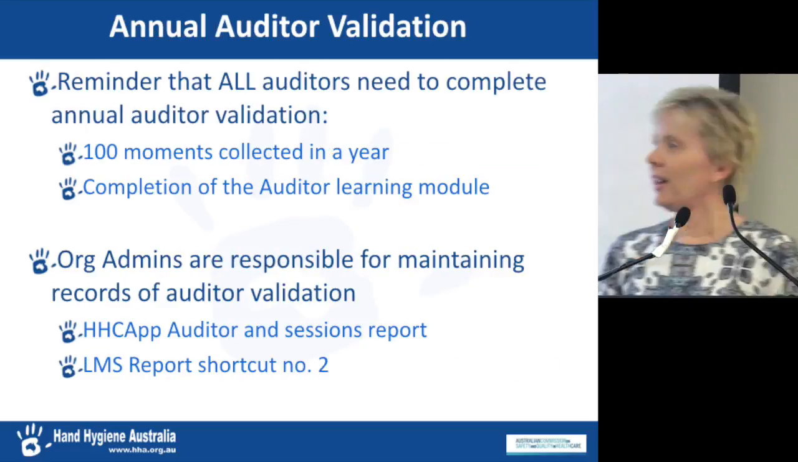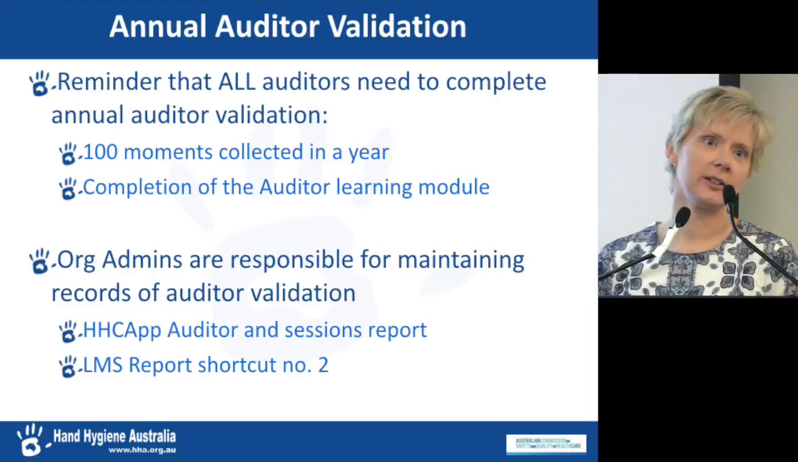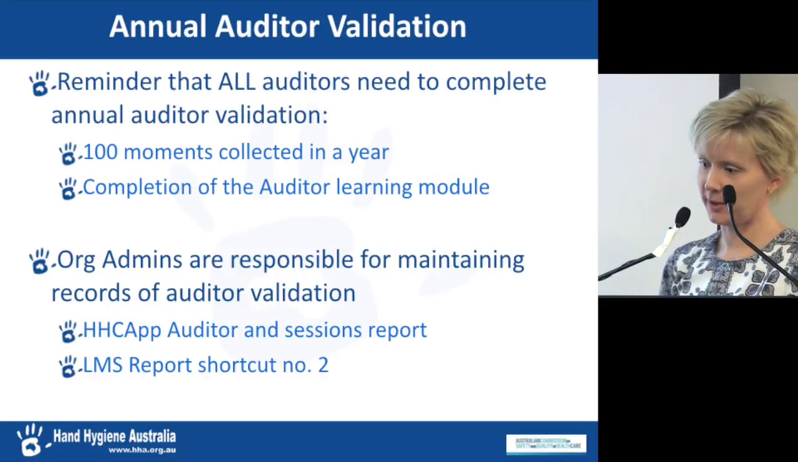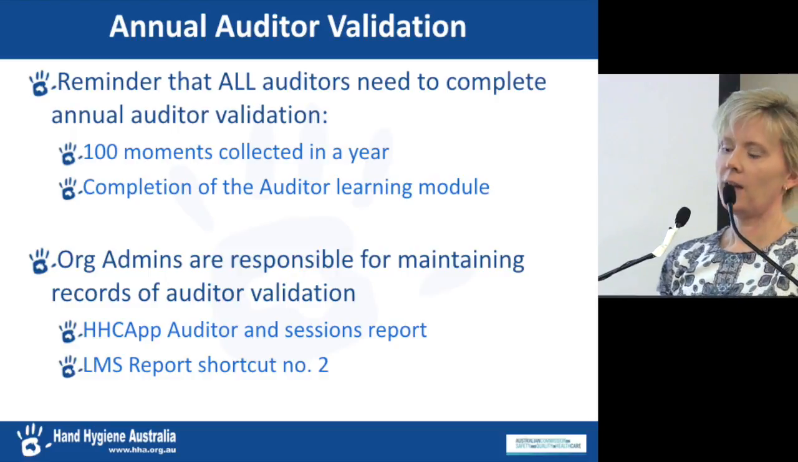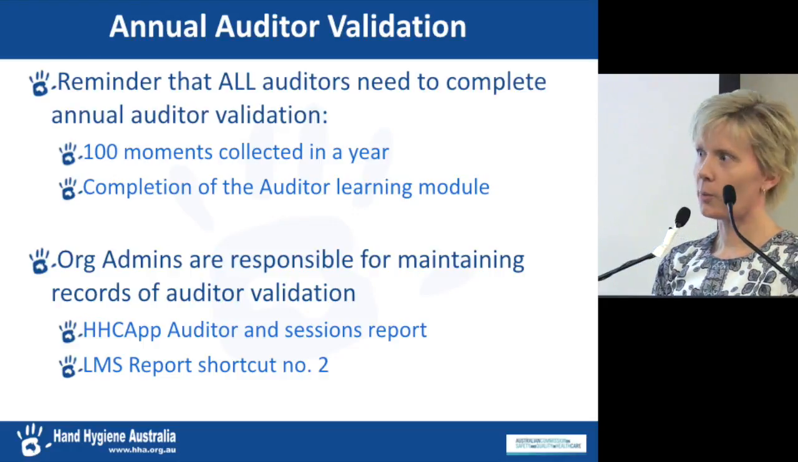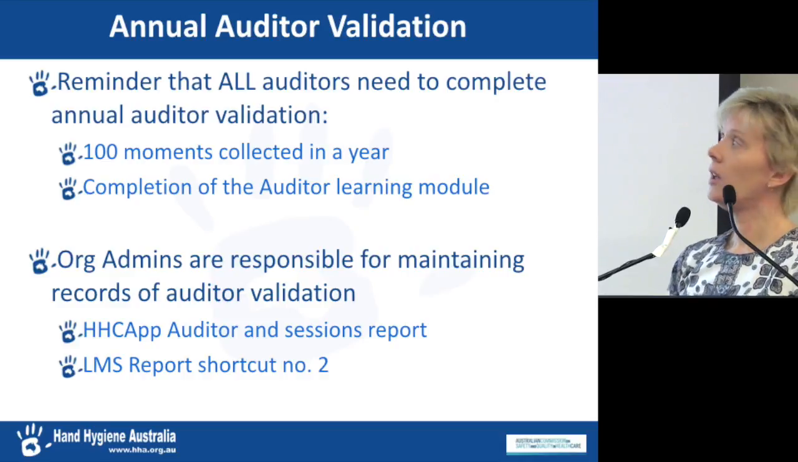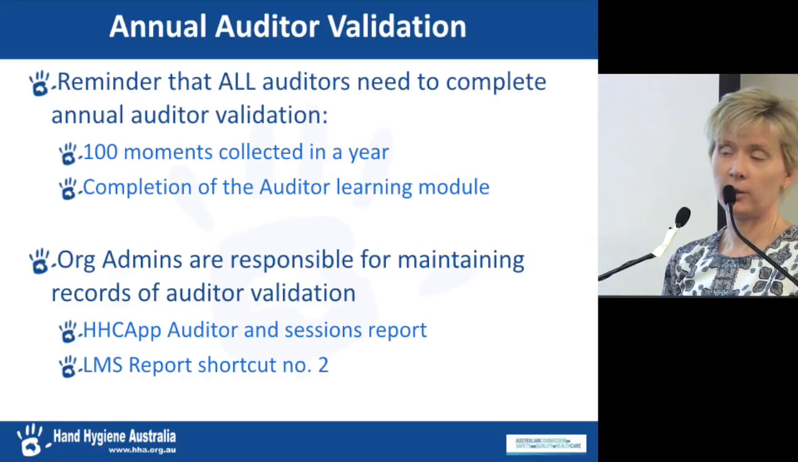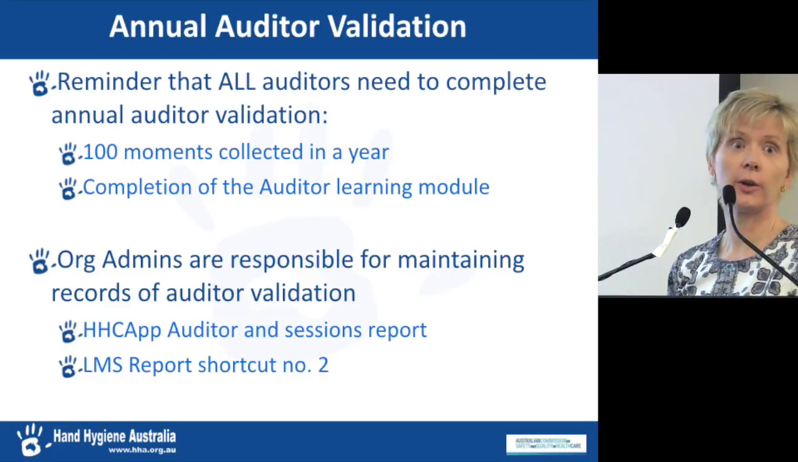Now, Susan touched on this first thing this morning and Karen's touched on it, but annual auditor validation is something that we try and strongly encourage all auditors to keep up to date with, which is collecting the 100 moments in a year and completion of that annual auditor validation module. So Karen's shown you the auditor in sessions report where you can get that first information about whether they've collected 100 moments. And the shortcut report number 2 is the one you run to see if they've completed the annual validation module.